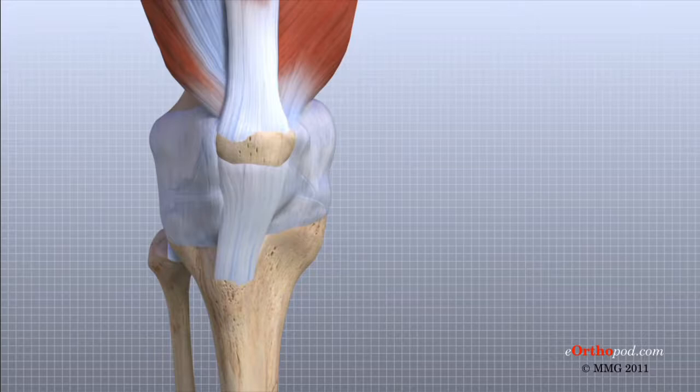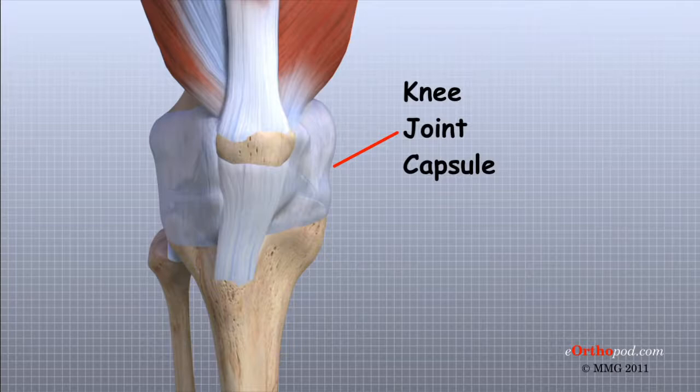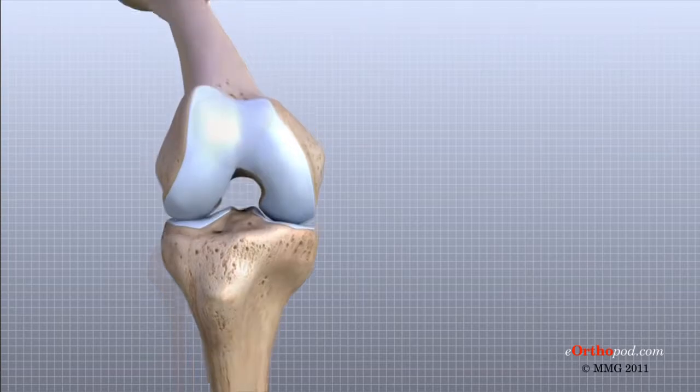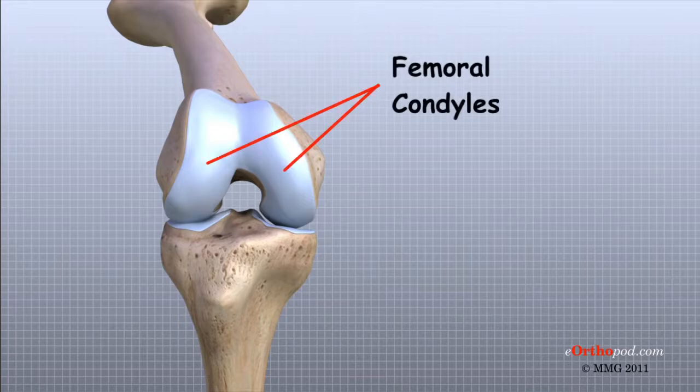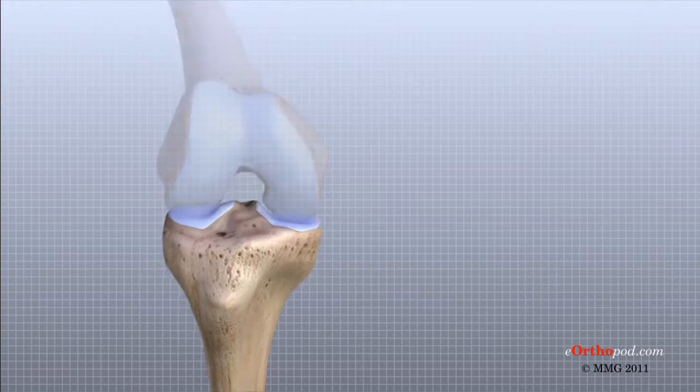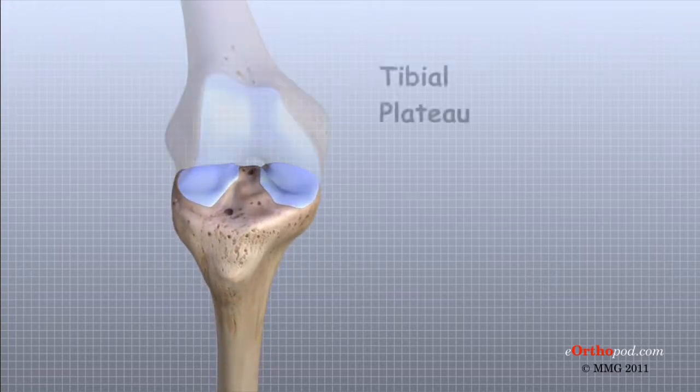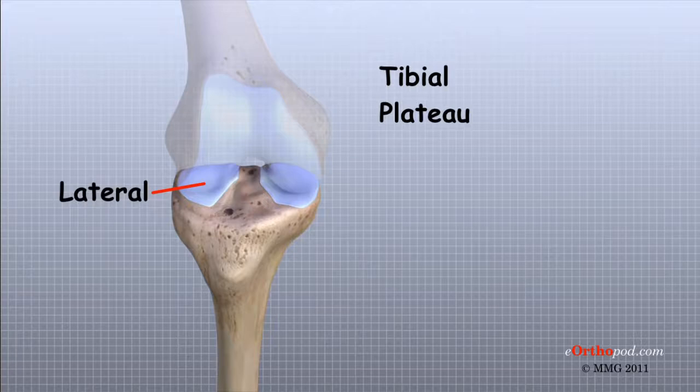The knee joint is a synovial joint. Synovial joints are enclosed by a ligament capsule and contain a fluid called synovial fluid that lubricates the joint. The end of the femur joins the top of the tibia to create the knee joint. Two round knobs called femoral condyles are found on the end of the femur. These condyles rest on the top surface of the tibia. This surface is called the tibial plateau. The outside half, the farthest away from the other knee, is called the lateral tibial plateau, and the inside half, closest to the other knee, is called the medial tibial plateau.